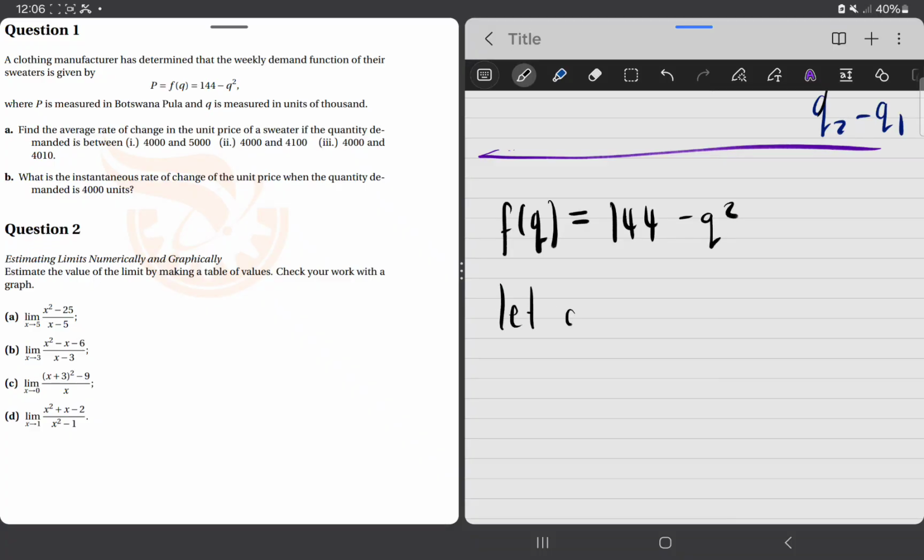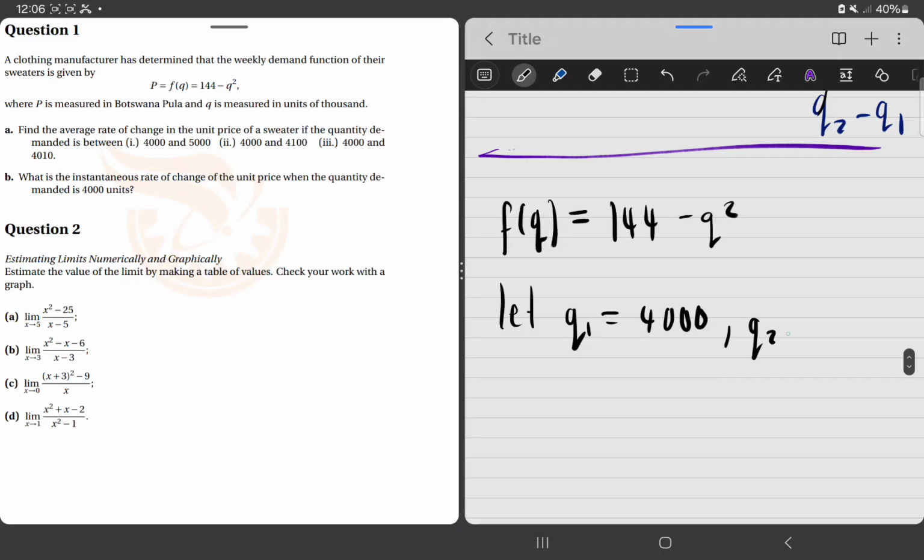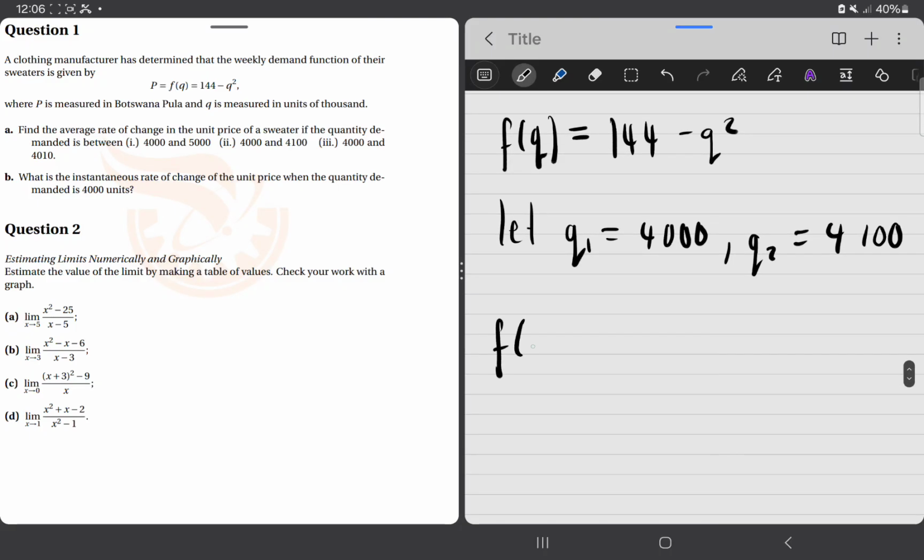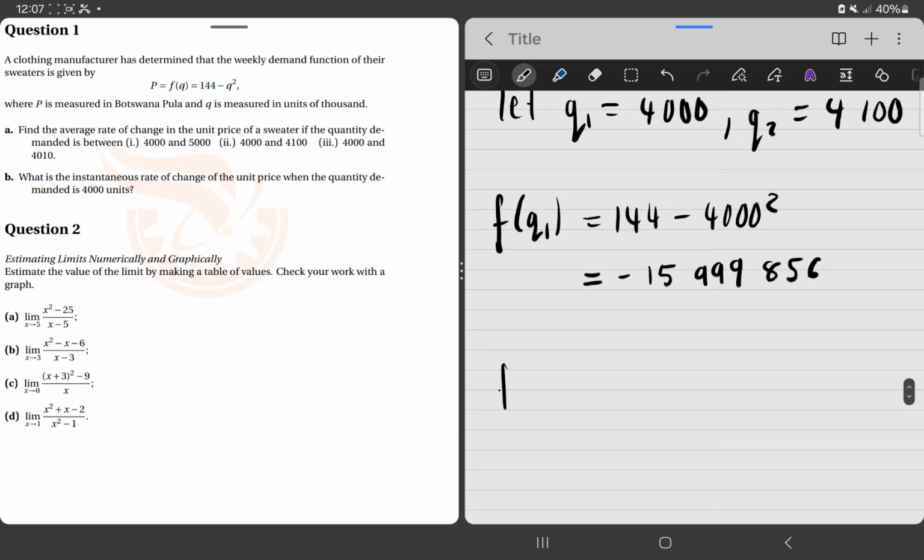Then you're going to come and say, let q1, they would have given you, be equal to 4,000. They say it's between 4,000 and 4,100. You say let q1 be equal to this, and q2 be equal to 4,100. So now you would say f of q1 will be equal to 144 minus 4,000 squared. What do I get here? Negative 15,999,856.